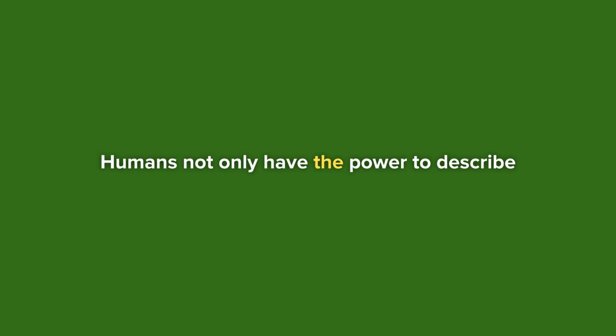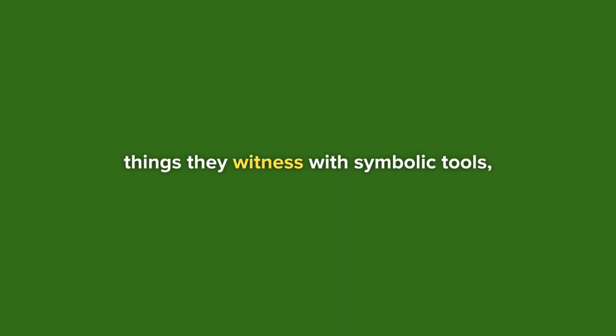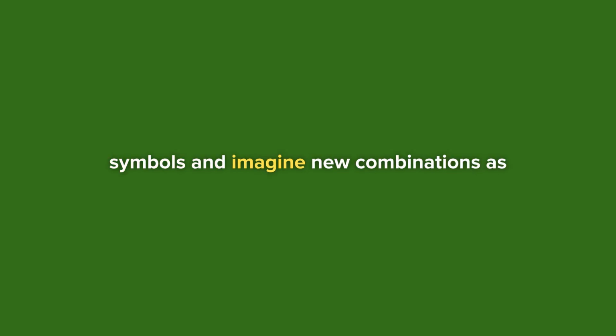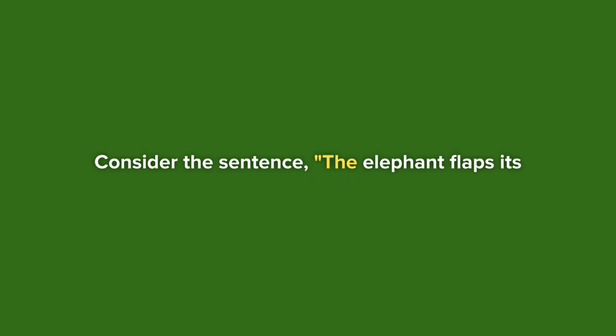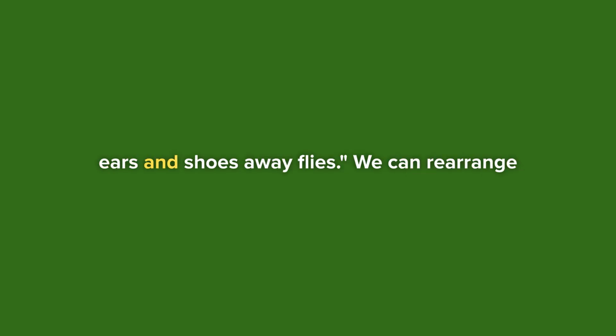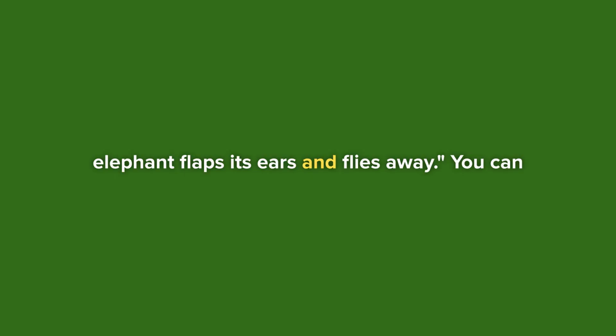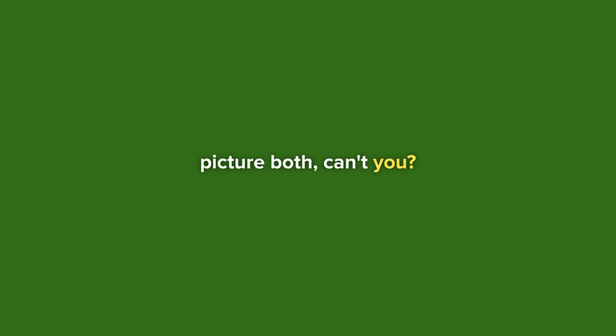Humans not only have the power to describe things they witness with symbolic tools, humans also have the power to rearrange symbols and imagine new combinations as vividly as if they were real. Consider the sentence, "The elephant flaps its ears and shoos away flies." We can rearrange those words slightly and get, "The elephant flaps its ears and flies away." You can picture both, can't you?